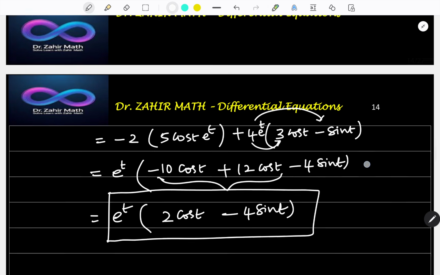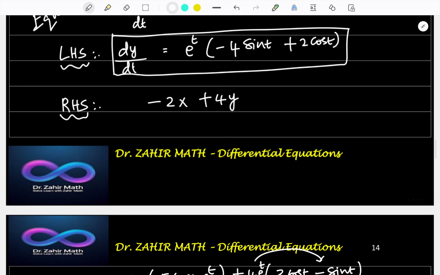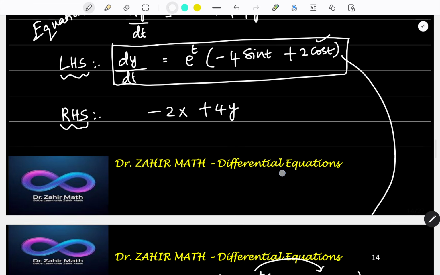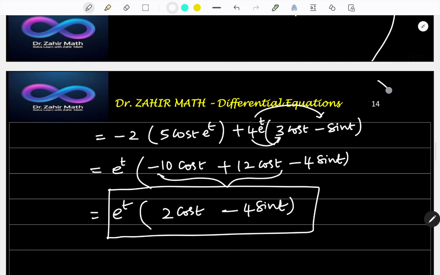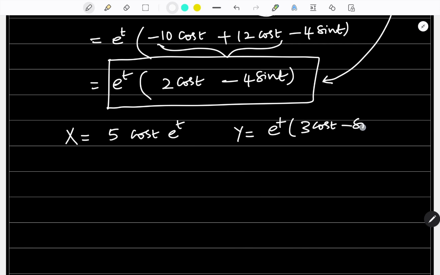I will check whether it is the same or not. E power t times 2 cosine t, yes, 2 cosine t is there, and minus 4 sine t. Wow, same answer. So both the equations are satisfied. Finally, you say x equals 5 cosine t e power t and y equals e power t times 3 cosine t minus sine t is the solution of the system of equations.